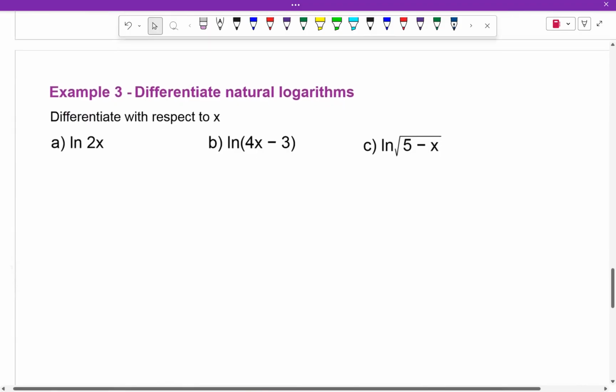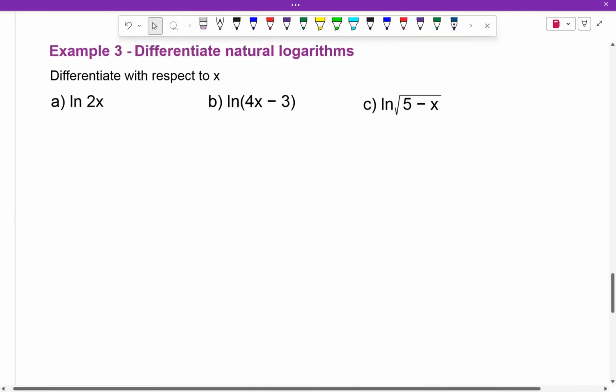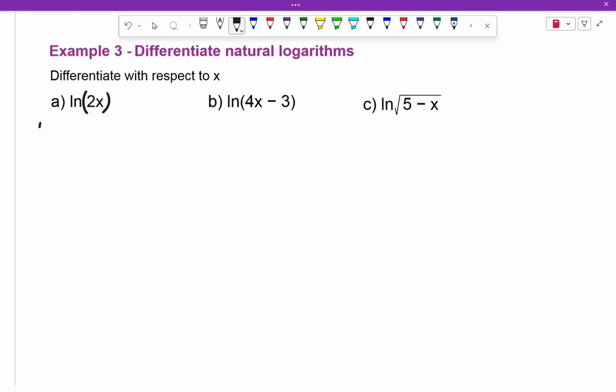Alright, so let's do some differentiation. Again, focus on the inner part first. So dy over dx equals the differentiation of the bracket, which is 2, over 2x, which simplifies to 1 over x. Done.